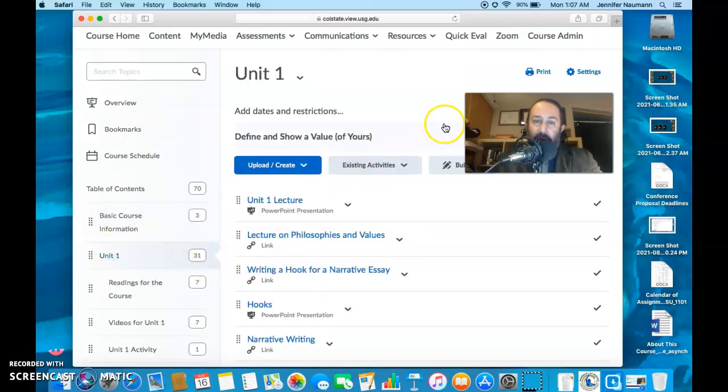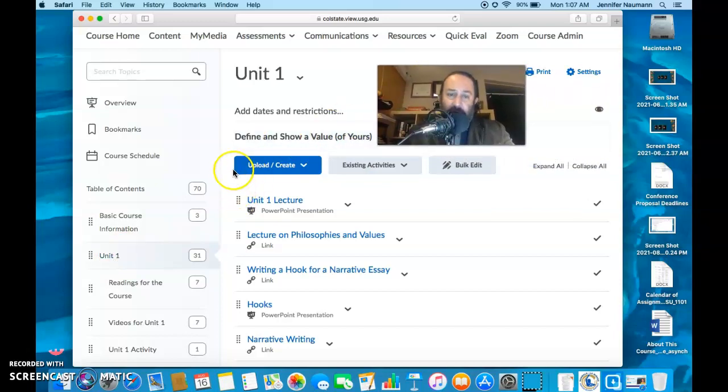Let's see, under Unit 1. Okay, so I try to always make these look the same so they're consistent. Tells you what this unit is about. And the first thing you'll see there is the lecture I prepared for this unit, as well as any video lectures that correspond to this lecture.